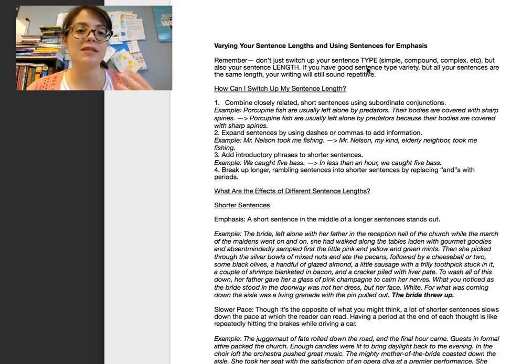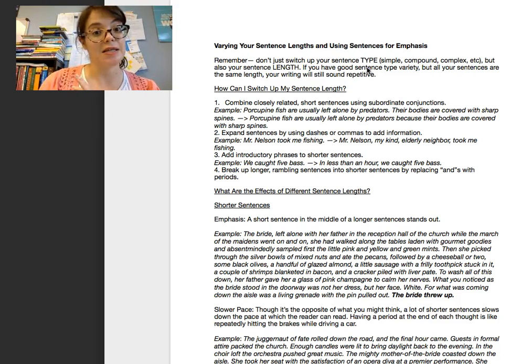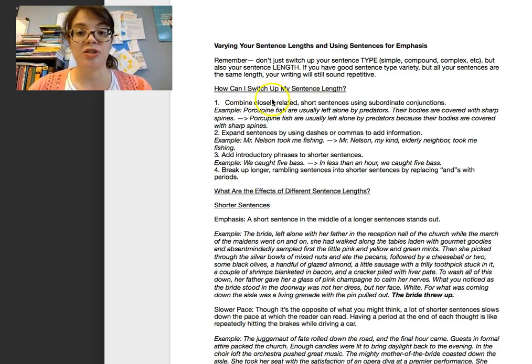Okay, so let's talk about some basic ways to switch up the length of our sentences. So if you tend to have a lot of really short sentences, a couple of things you can do are, one, you can combine closely related short sentences using subordinating conjunctions like our A-L-U-B-I-S words. So for example, porcupine fish are usually left alone by predators, period. Their bodies are covered with sharp spines, period. You can take this and instead say, porcupine fish are usually left alone by predators because their bodies are covered with sharp spines.